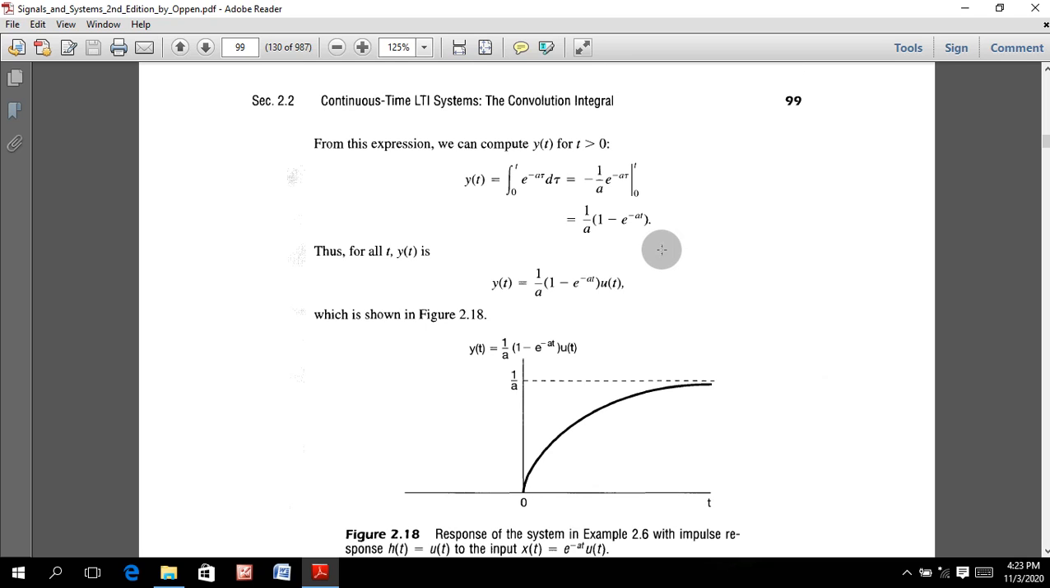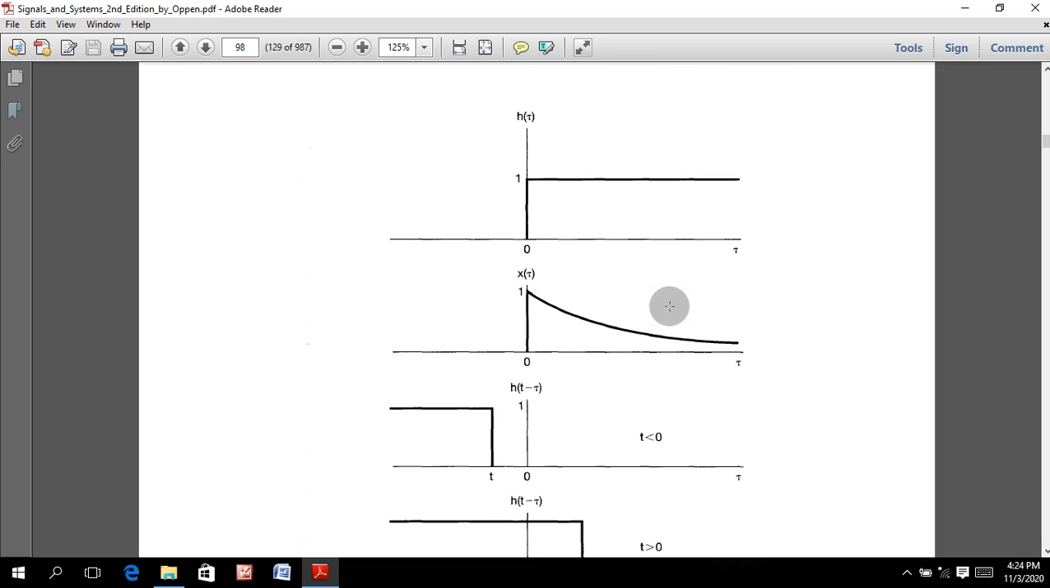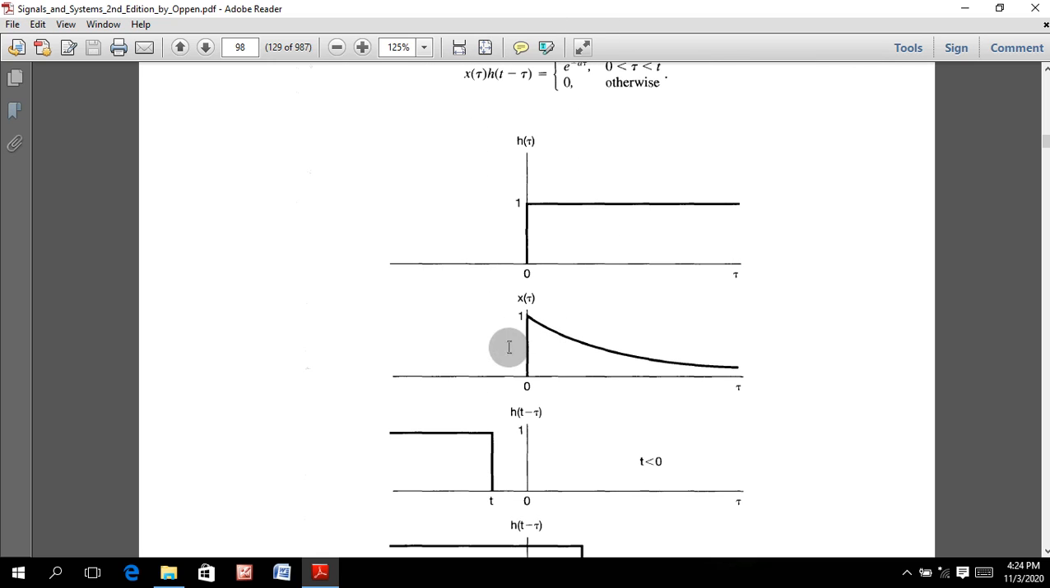From this expression we can compute that y(t) is for t greater than 0, and the same process has been taken here. Now the important factor is why we have taken the value for t greater than 0. If we take a close look here, this is h tau and this is the input signal. The signal is only a right-sided signal; it only expands in the right-sided region.